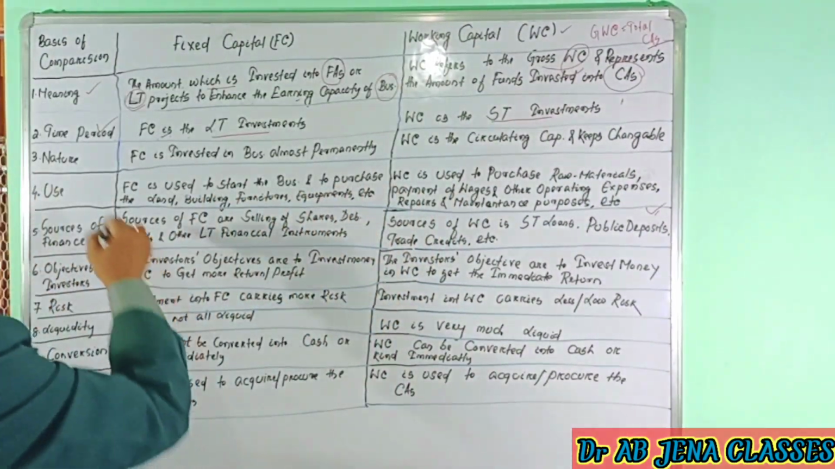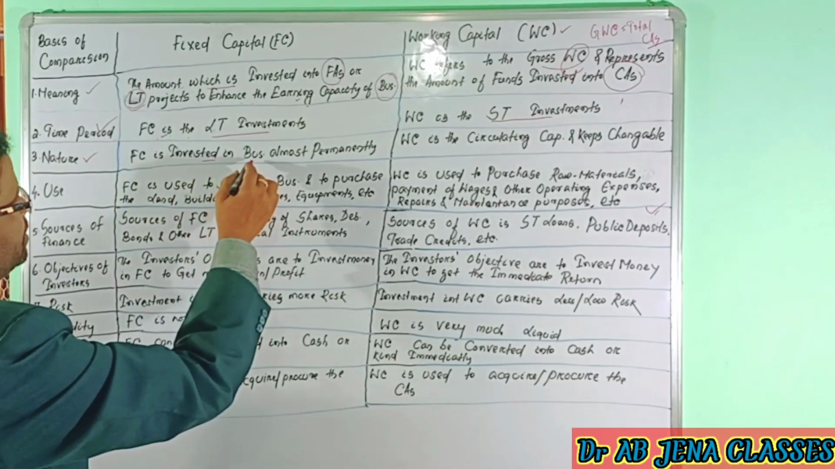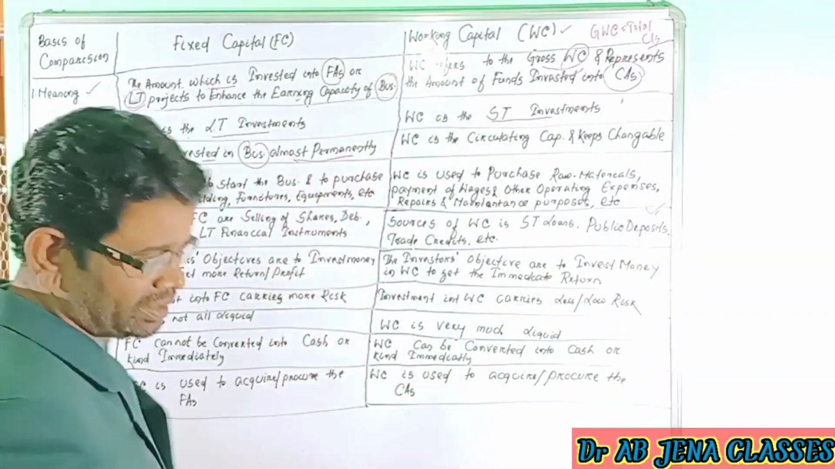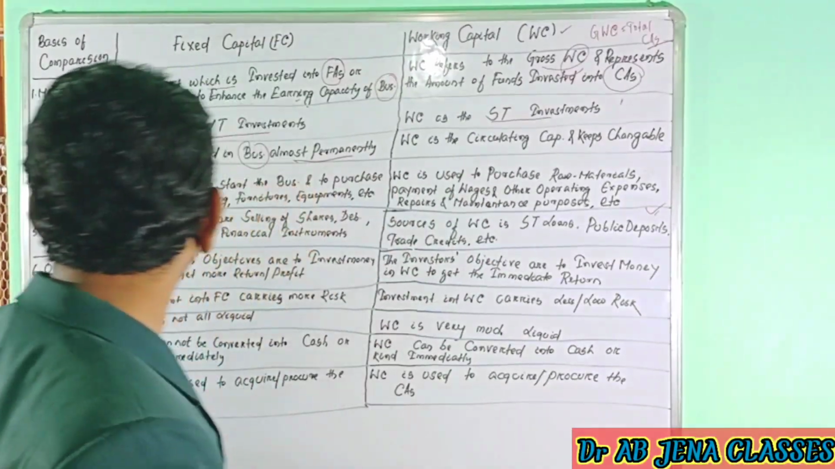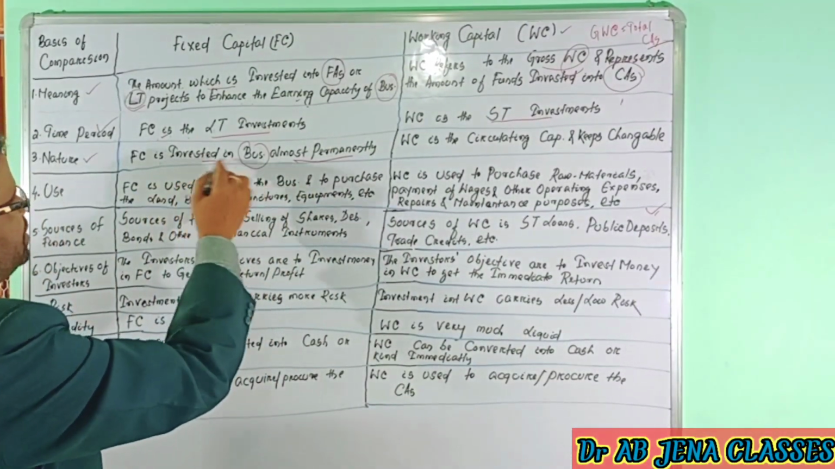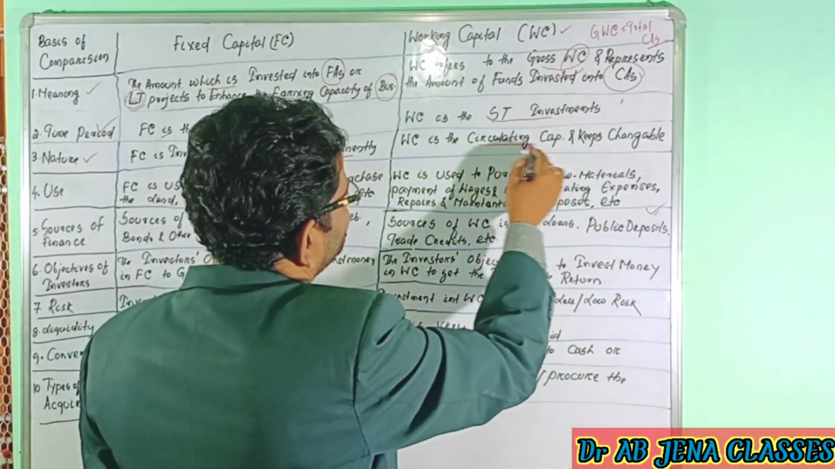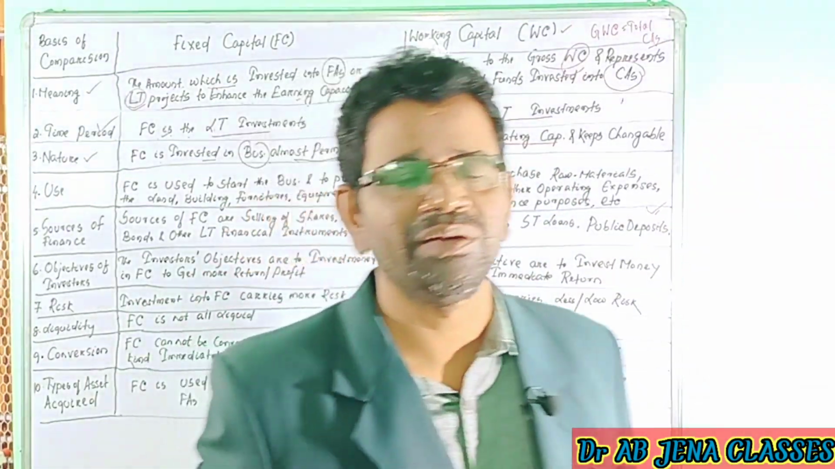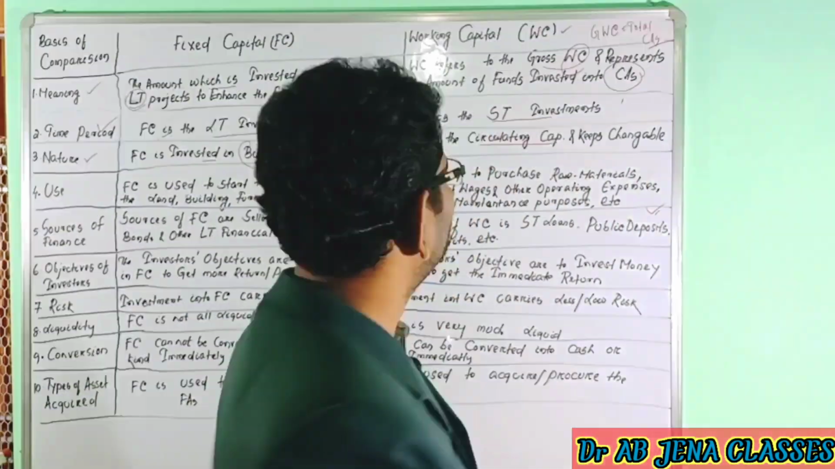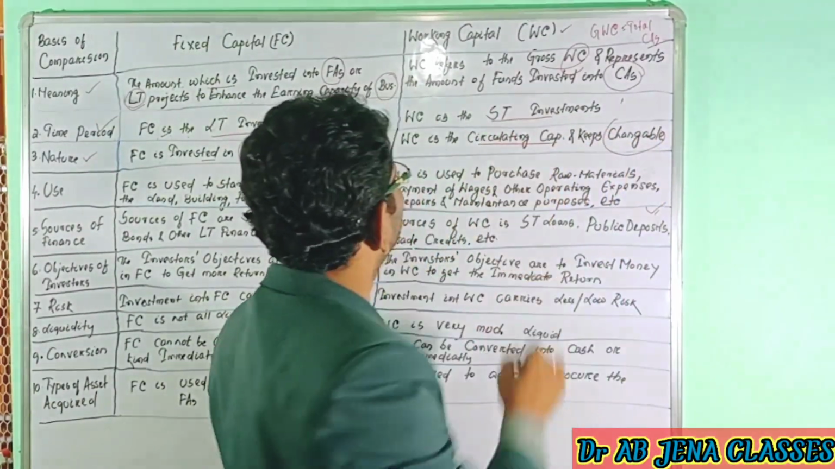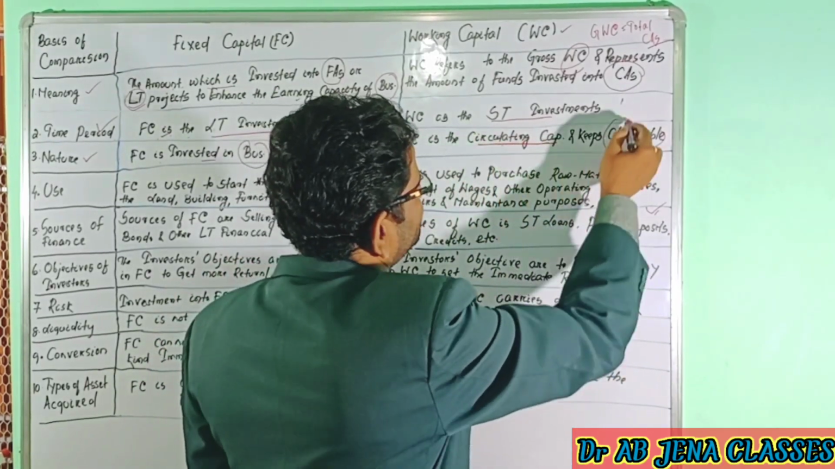Next, what is the basic nature of fixed capital? Fixed capital is invested in the business almost permanently. You cannot change it easily. Whereas working capital is circulating capital, or changeable. You can increase or decrease the amount of working capital. That is why working capital is called circulating capital.